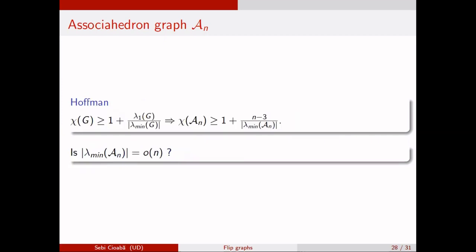So, I like algebraic graph theory and so on. So I'm like, okay, what does the Hoffman ratio bound say?